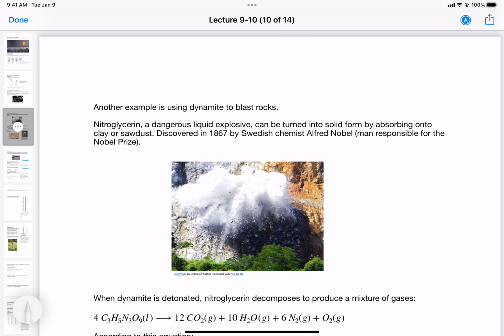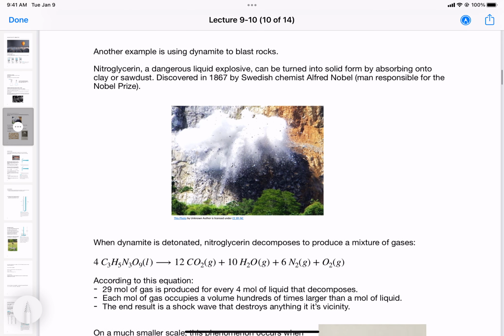These days, but it was discovered by the Swedish chemist Alfred Nobel. So he's also the man who was responsible for the Nobel Prize, who the prizes are named after. So it's actually a chemist. So that's pretty cool.